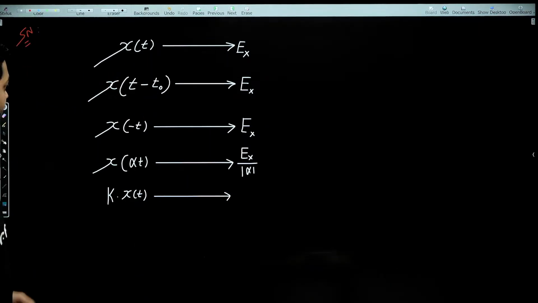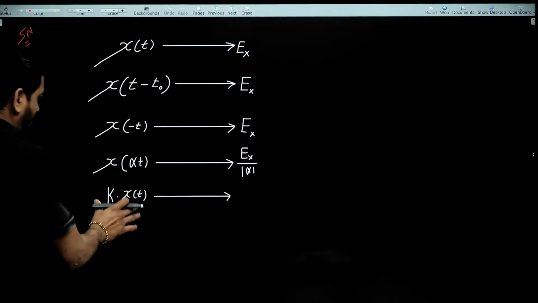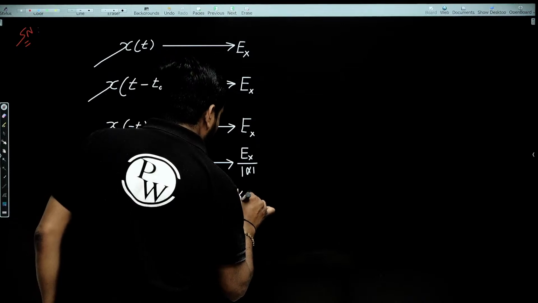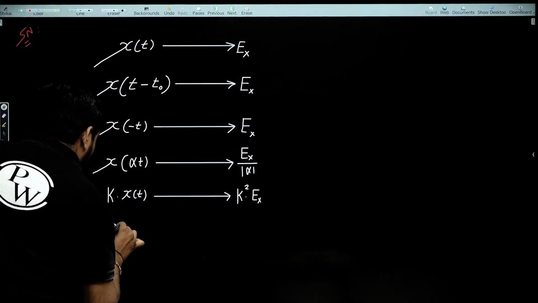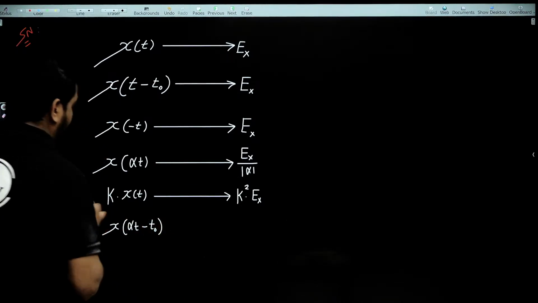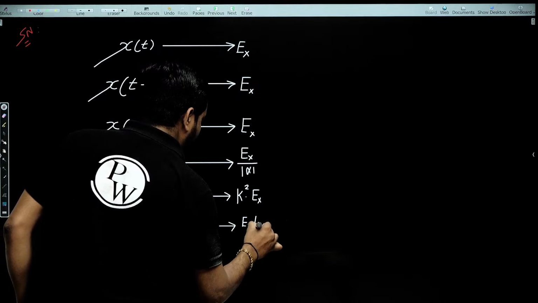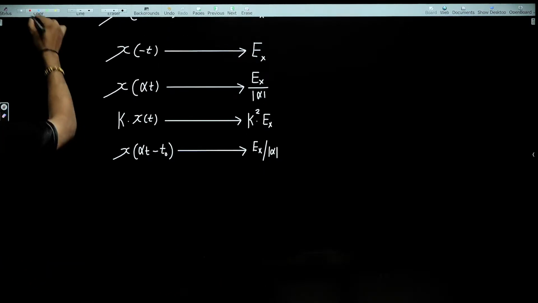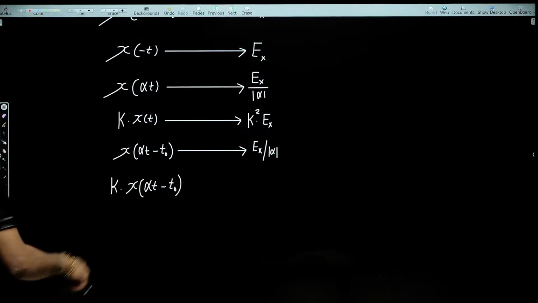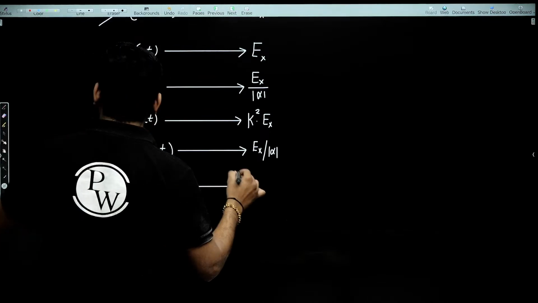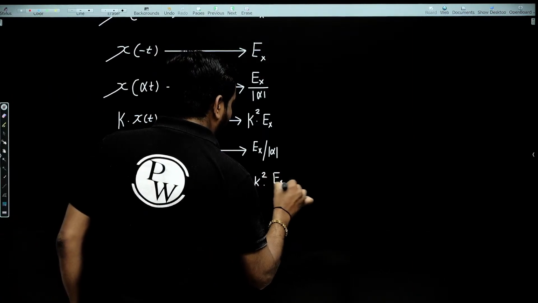See, energy is directly proportional to the square of the amplitude. So in this case, if you square this signal, it becomes k square, so it is nothing but k square into Ex. Suppose I write x of alpha t minus t naught. Time shifting and time scaling are both present, so simply focus on the time scaling operation only, so again Ex upon mod alpha. And suppose I write k x of alpha t minus t naught: time scaling, time shifting, time reversal, amplitude scaling. Then k square is due to amplitude scaling, and due to time scaling it is Ex upon mod alpha.